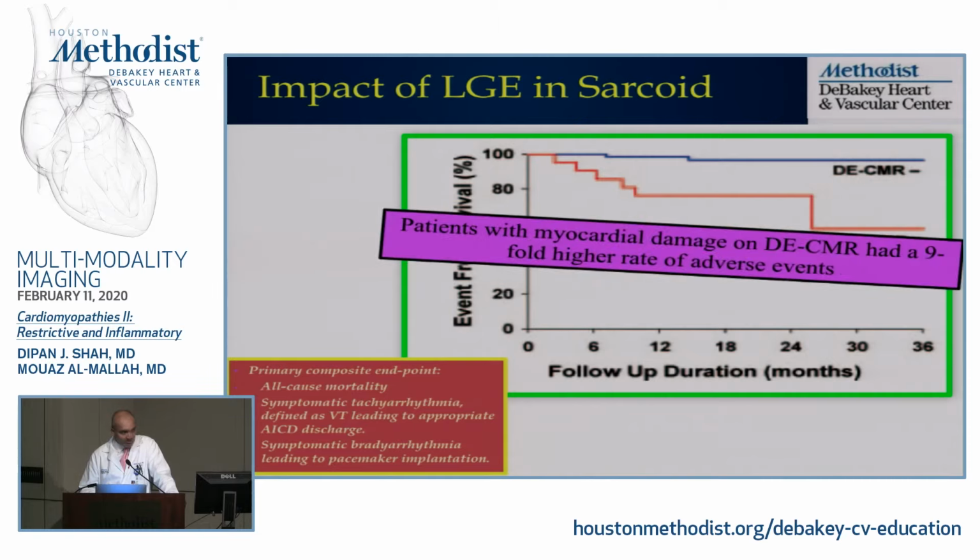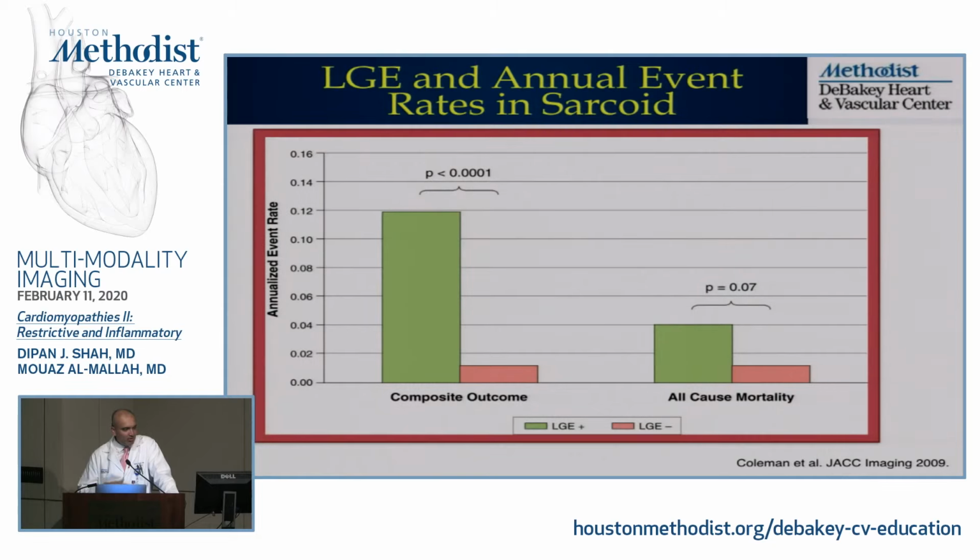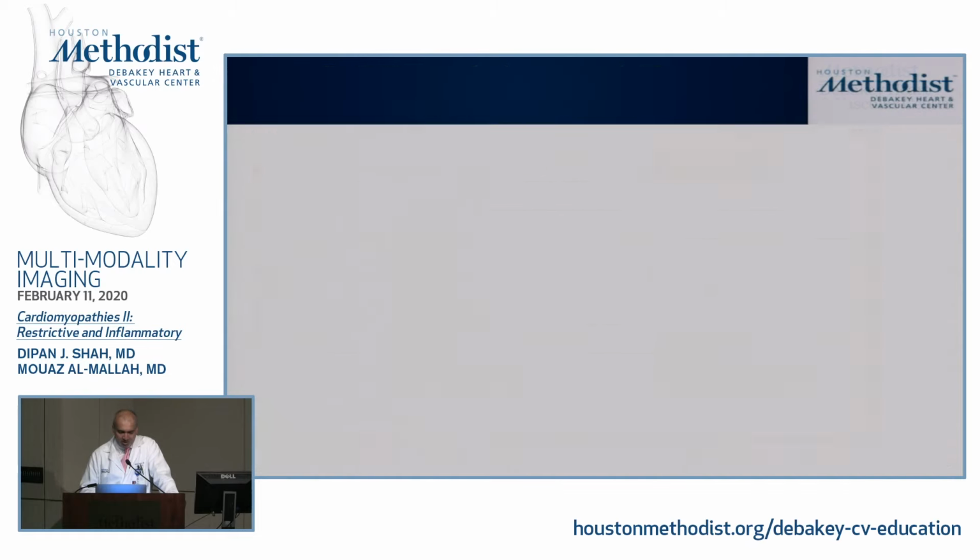And then these findings were also confirmed in a meta-analysis which looked at a series of studies, I think 10 studies altogether, involving about 760 patients, which again found that the annual rates of cardiac events in patients who have known extracardiac sarcoid is very low if there's no evidence of cardiac involvement by late gadolinium enhancement, but is quite high in those patients who have evidence of cardiac involvement by CMR.